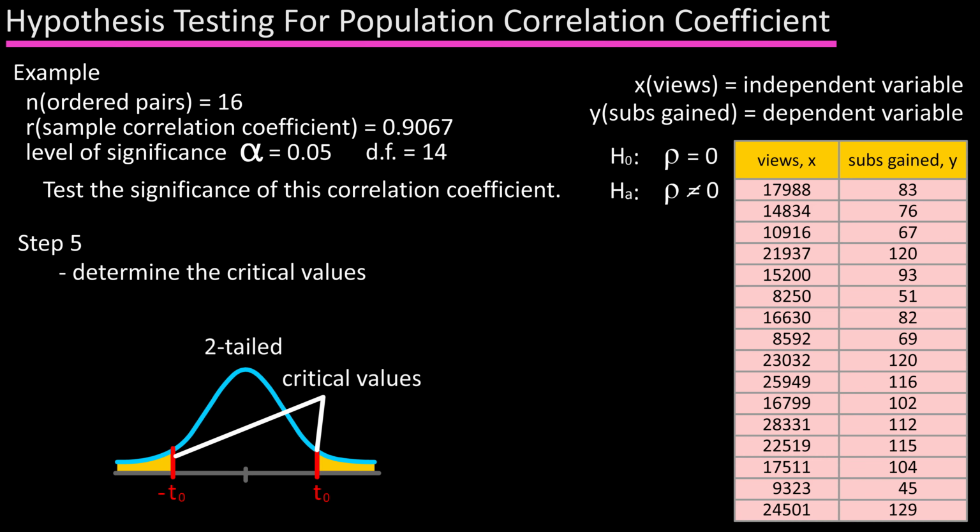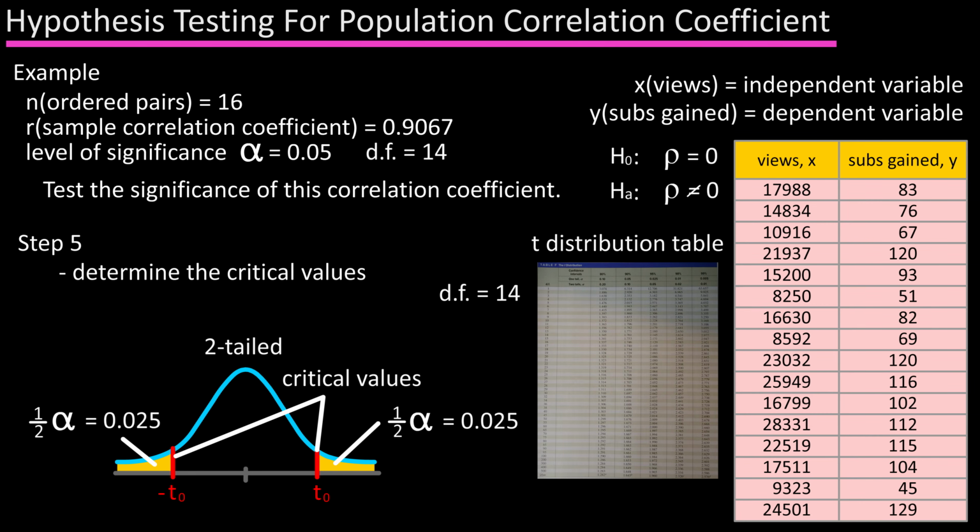Since the level of significance is alpha equals 0.05, and this is a two-tailed test, each of these rejection regions will be 1/2 of alpha, which is 0.025. And in the t-distribution table, that value is negative 2.145 and positive 2.145. So those are our critical values.